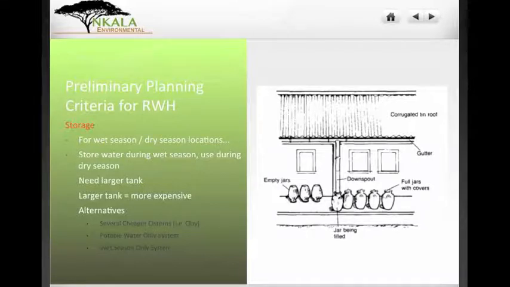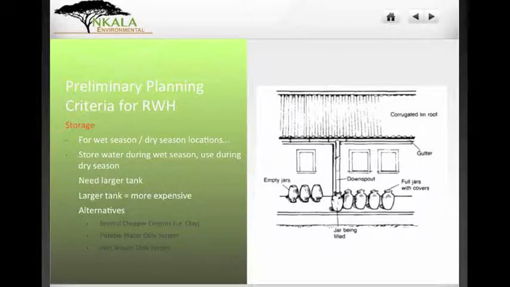But of course, when you're brushing your teeth, or if you're using the chew stick, or if you're cooking, drinking water, things like that, you definitely want to have water that is of a higher quality. So a potable water only system means that your demand of water is lower. So therefore, you don't need as large of a tank to satisfy that smaller demand.